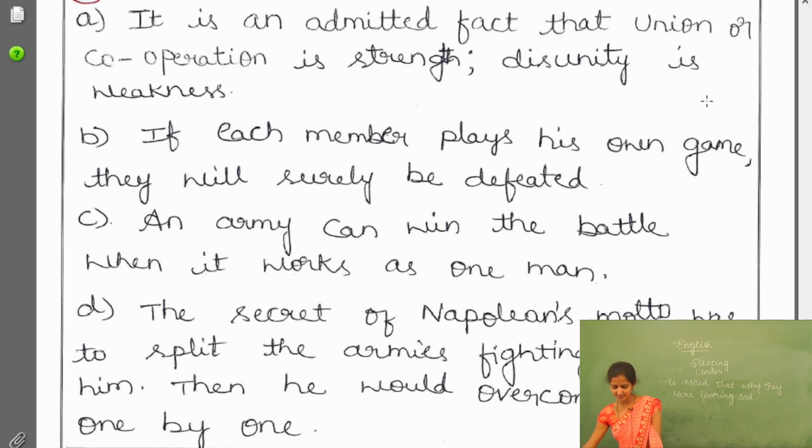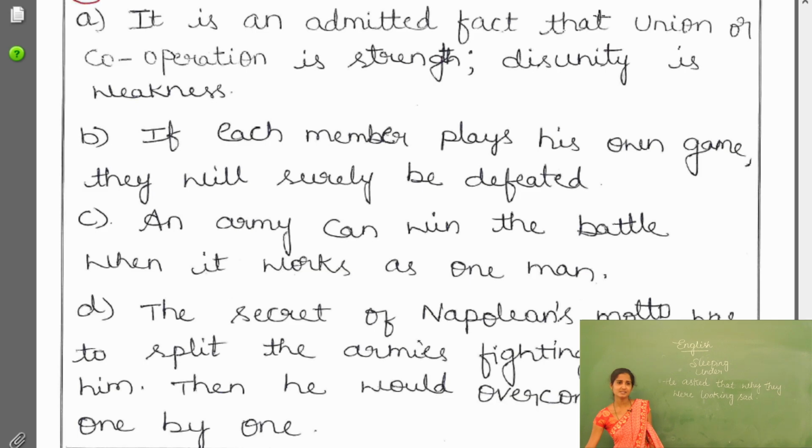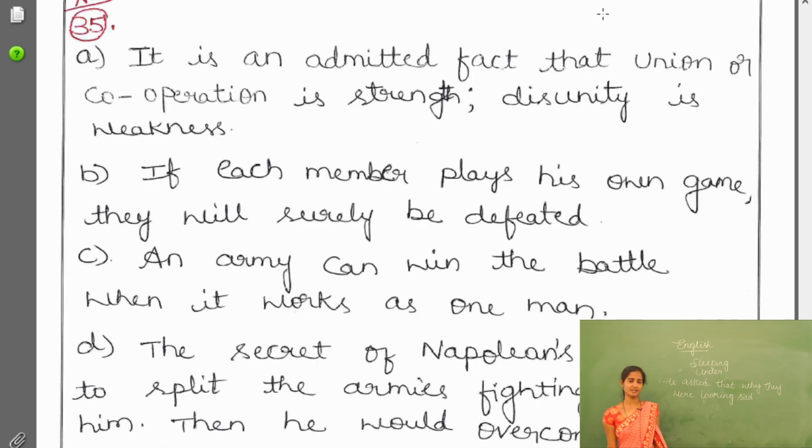The passage tells us about strength and weakness. The first question is, what was the admitted fact about strength and weakness? Yes, of course, strength means when we are united, we will be very strong. Weakness itself is disunity. The second question is, how can a football or hockey team be defeated? Yes, of course, when each player of that sport plays their own game, they will surely be defeated.